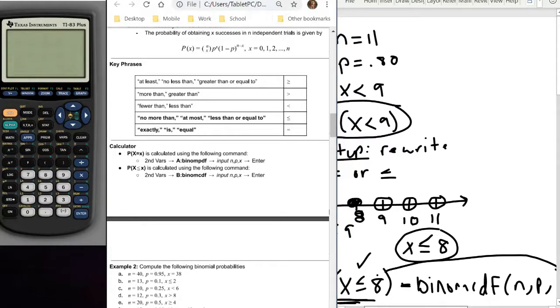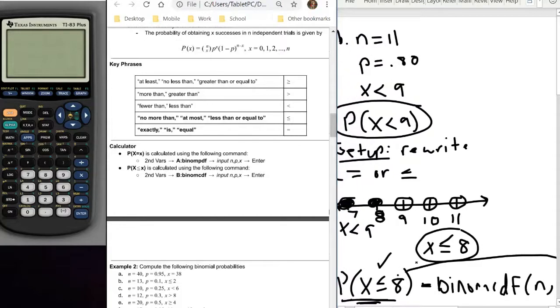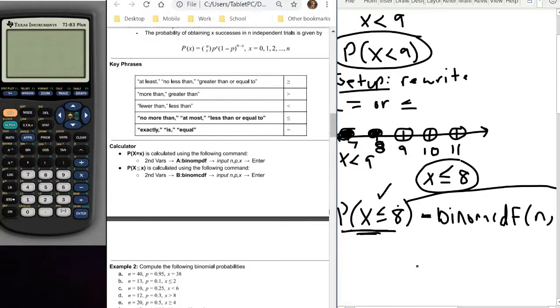Doing that, let me show you what that looks like in the calculator now. That's equal to binom CDF. CDF is used for the less than or equal to symbol. The number of trials, we have 11.